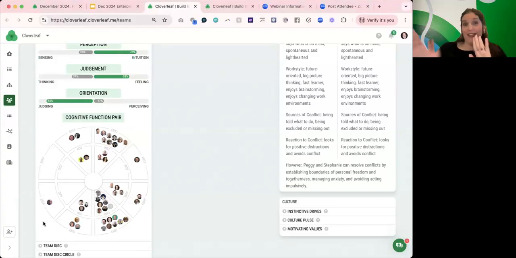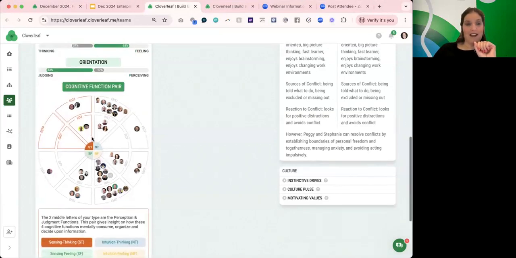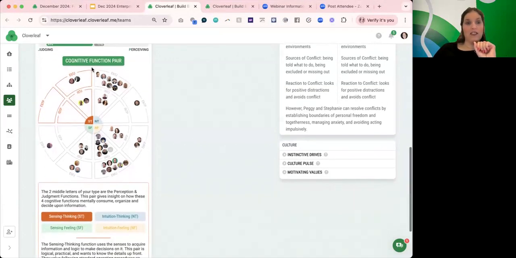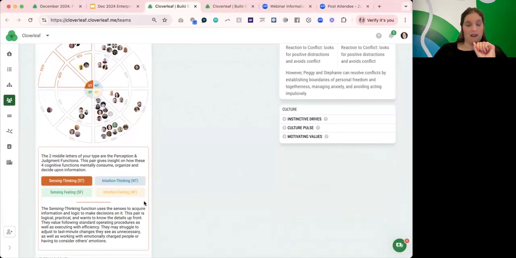So one of my favorite hidden gems that I love to share about 16 Types on the team dashboard. Now, if you do want to hop on to one of your team dashboards and play along with us, you can absolutely do that, and that will help you apply some of what we're sharing. It's the cognitive function pair. It's magic. Watch this. You click on the cognitive function pair, and when you click on it, this little section of 16 Types reveals itself.